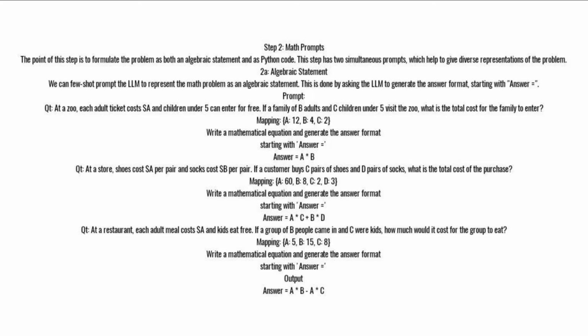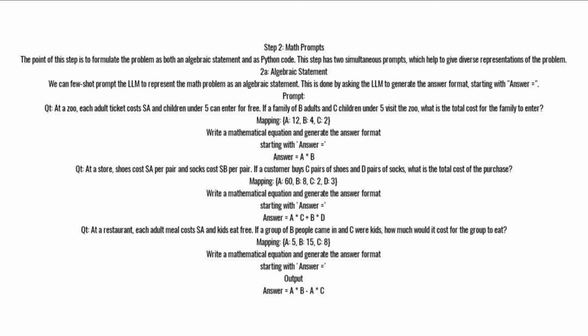QT. At a store, shoes cost $A per pair and socks cost $B per pair. If a customer buys C pairs of shoes and D pairs of socks, what is the total cost of the purchase? Mapping: A, 60, B, 8, C, 2, D, 3. Write a mathematical equation and generate the answer format. Starting with "answer =". Answer = A * C + B * D.